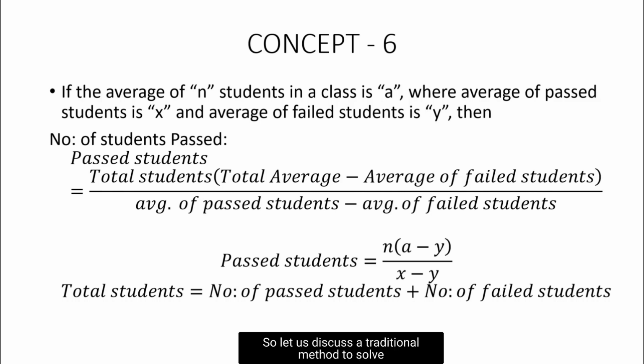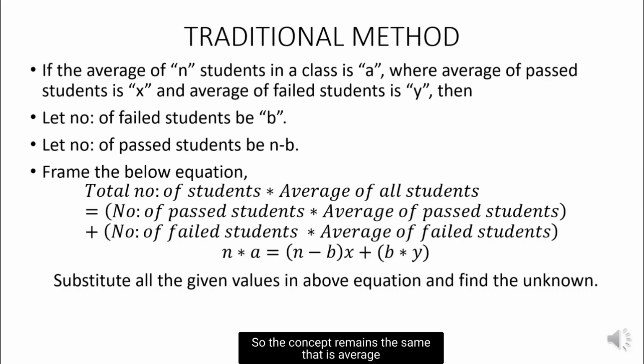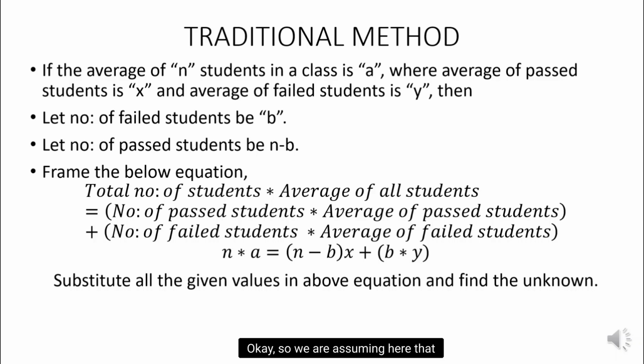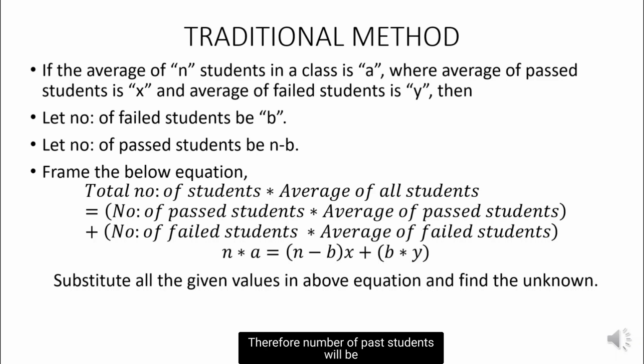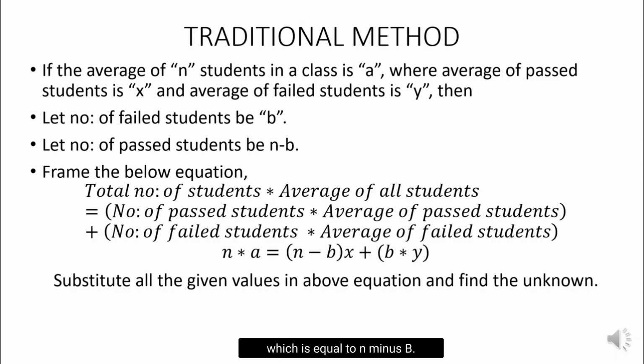So let us discuss a traditional method to solve this kind of questions without memorizing the formula. So the concept remains the same, that is average of n students is A, average of passed students is X, and average of failed students is Y. Okay, so we are assuming here that number of failed students as b. So total number of students is n, number of failed students is b, therefore number of passed students will be total number of students minus failed students, which is equal to n minus b.